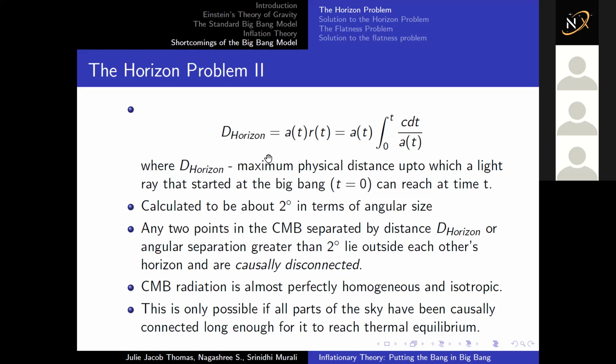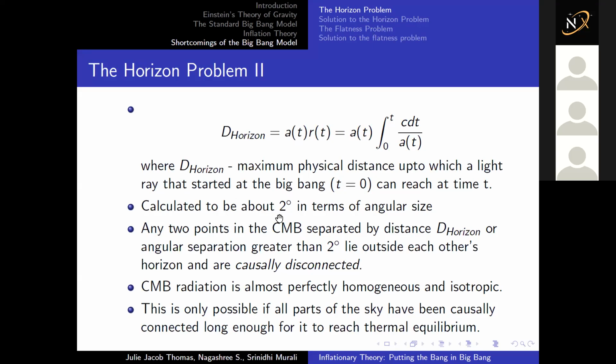And for our universe, it can be calculated to be about 2 degrees in terms of angular size. When we look at the sky, we can measure the size of objects in terms of angular size. For example, the moon is around an arc minute or so, or if you look at point sources like stars, those will be just a few arc seconds in size. Similarly, 2 degrees is the maximum distance that light can travel from the Big Bang till now.